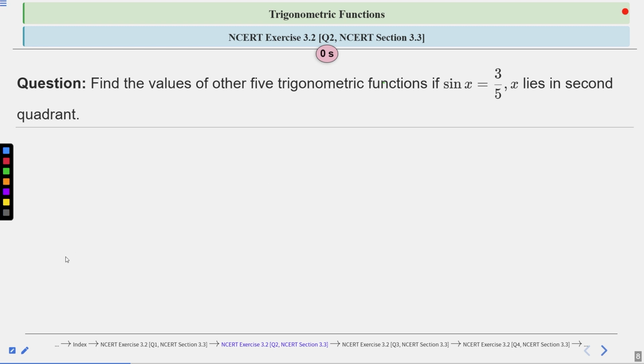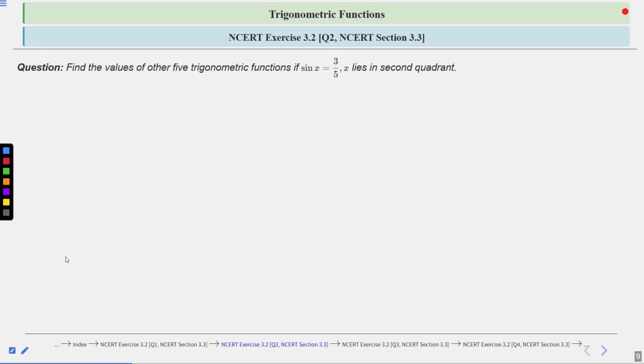Hope you all have attempted this. Let's move to the solution part now. We have to find the values of other 5 trigonometric functions if sin x equal to 3 by 5 and x lies in the second quadrant. Sin x is already given. We need to find cos x, tan x, cot x, cosec x, and sec x.